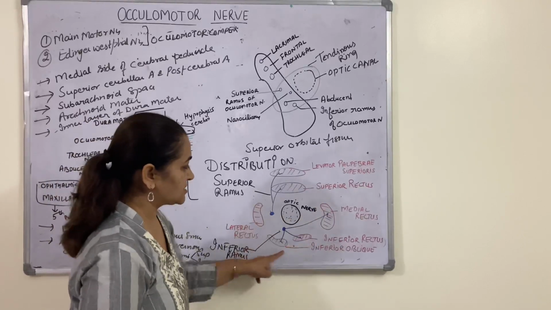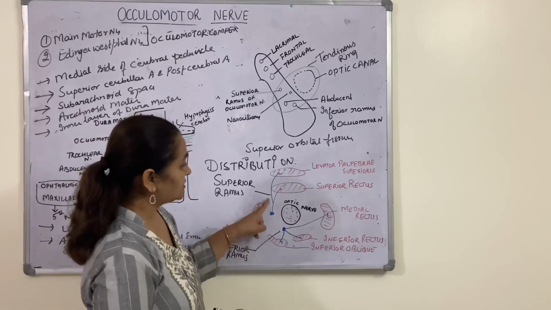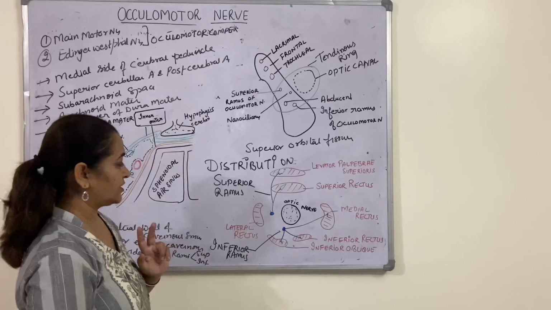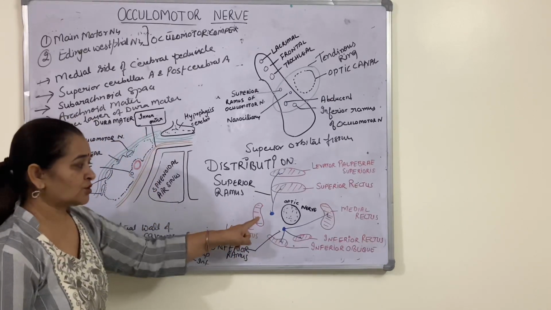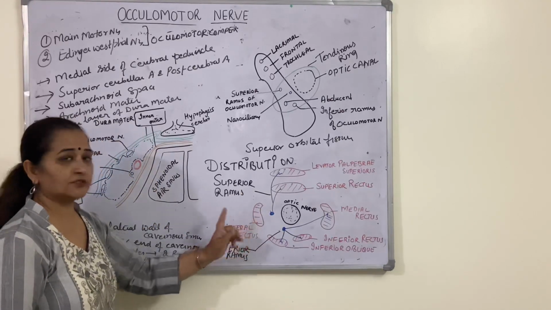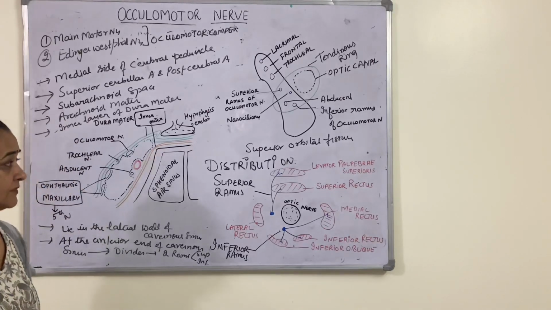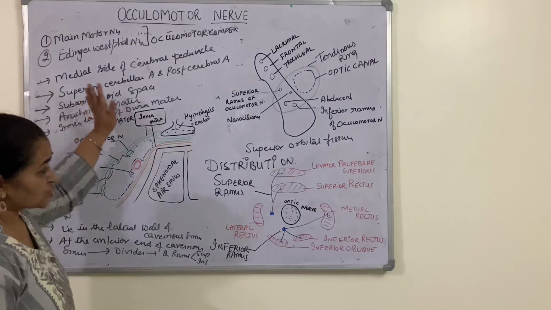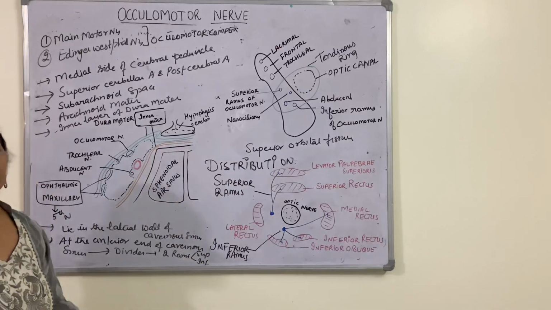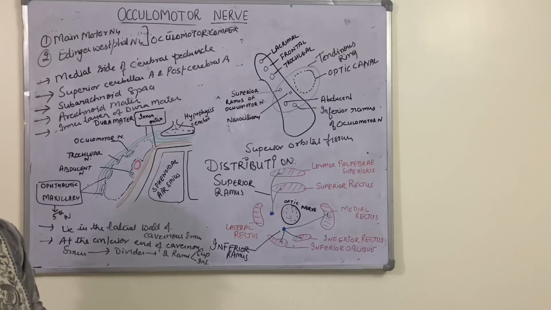So these three muscles are supplied by inferior ramus. These two muscles are supplied by superior ramus. Lateral rectus, we know it is not supplied by the oculomotor nerve because it is supplied by the sixth nerve. So this is regarding the course of the nerve and its distribution. So what are the different branches given by this?